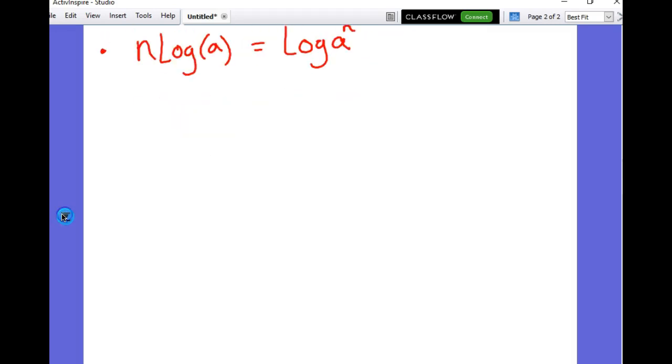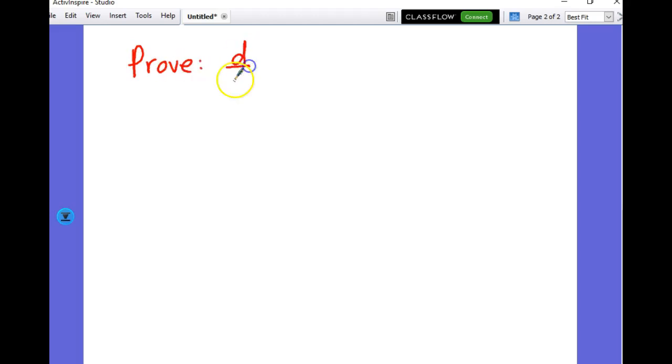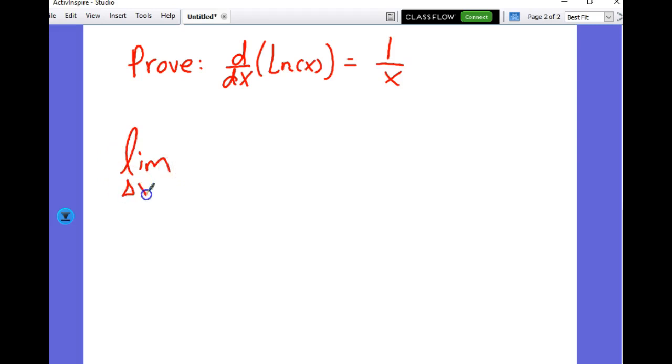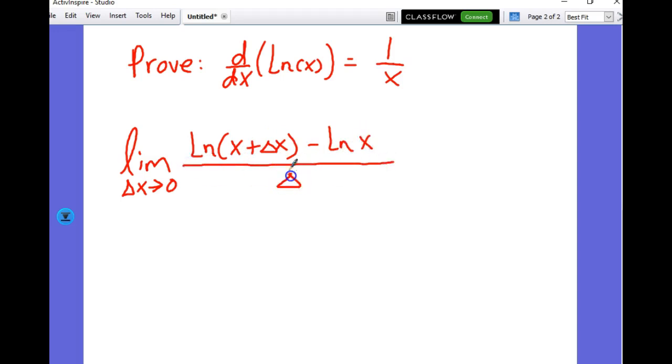So remember, my goal here is I'm trying to prove that the derivative with respect to x of ln of x is 1 over x. Okay? So let's go ahead and begin. So we start, of course, by taking the limit as delta x approaches 0 of ln of x plus delta x minus ln of x, all over delta x.